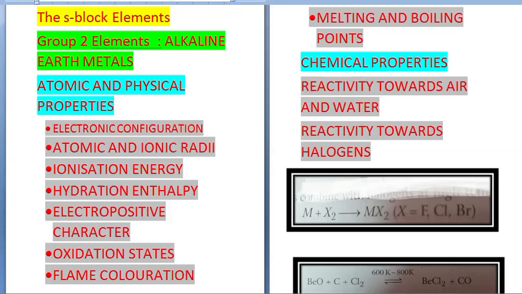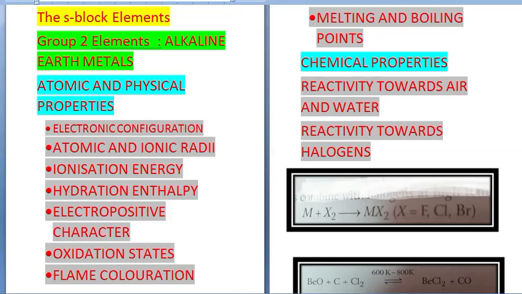Next property is atomic and ionic radii. Atomic and ionic radii of alkaline earth metals are smaller than those of the corresponding alkali metals in the same period. Why? Because the nuclear charge, the number of protons, has increased while the shell is the same. And down a group, the atomic and the ionic radii increase with increase in atomic number.